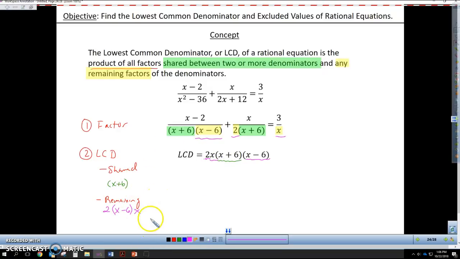So here's my shared factor, here's my remaining, and you'll see that the LCD for this example is 2x times x plus 6, x minus 6. Okay, that'll be it for this concept overview video. Please click the next couple of examples to view how we are going to find our LCD.